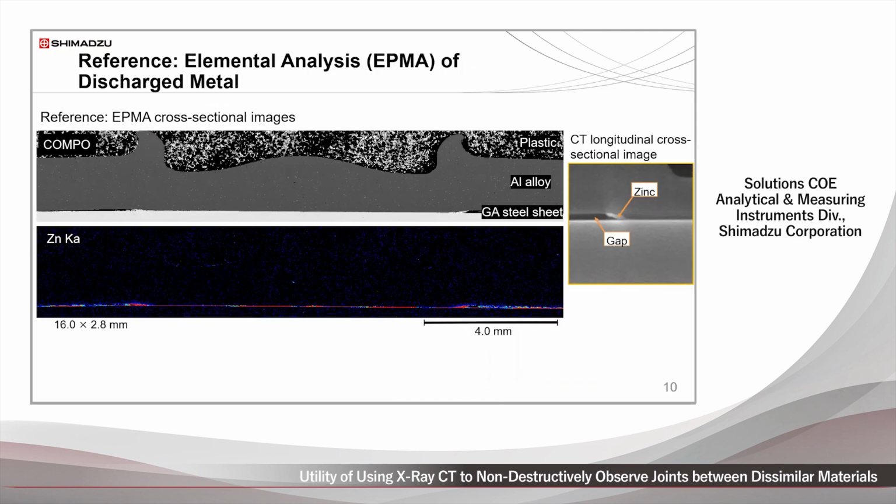As I mentioned in the earlier slide, elemental analysis of the same sample using an EPMA system showed that the discharged metal was zinc. The zinc was from the galvannealed steel sheet coating that softened and flowed out from the perimeter of the joint during welding. Because a higher joint strength can be expected for samples without any zinc remaining in the joint, it's important to observe the zinc discharge status from the joint samples.